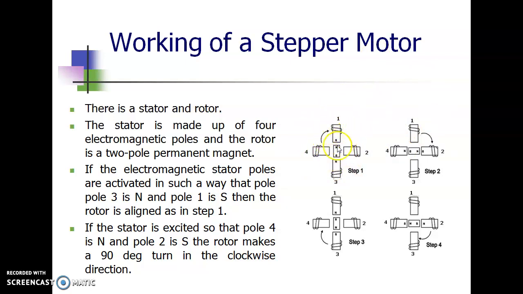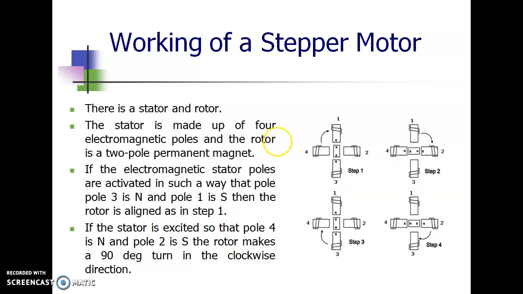This is the stator, and there is a rotor. This rotor is a two-pole permanent magnet. So the stator is made of electromagnetic poles and the rotor is a two-pole permanent magnet. Now, if the electromagnetic stator poles are activated, then this permanent magnet rotor is going to rotate.